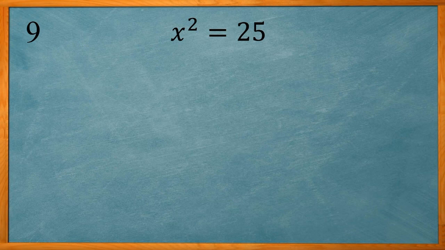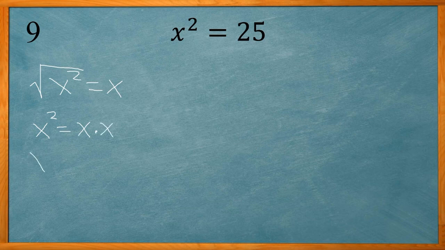So this problem looks a little different than the other ones that we've done. It's saying x squared equals 25. So if you're unfamiliar with square roots, the definition of x squared: if something is squared, x squared, that means x times x. So that 2 was in the exponent. If I have 3 in the exponent position, that means I have 3 x's that are multiplied together.